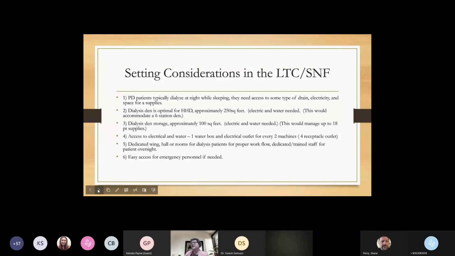This is just something to take into consideration when you're creating a dialysis den or when you have a patient that's doing peritoneal dialysis in your facility. You want to make sure that if there is a medical emergency, getting people in to access that patient and be able to transition them from a bed or a chair to a gurney if they need to be taken out of the facility, that you've allowed space for that to occur, and you have a working space if that need arises.